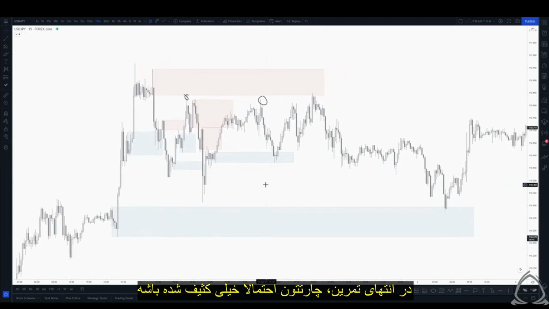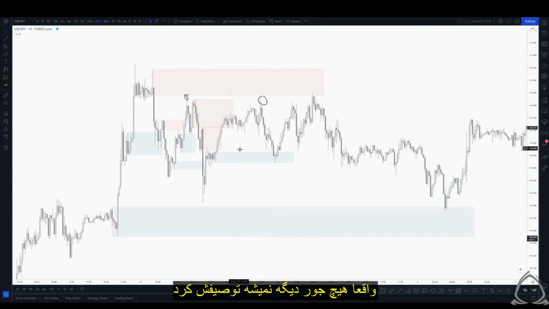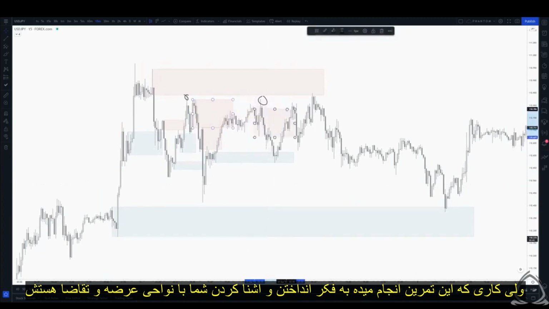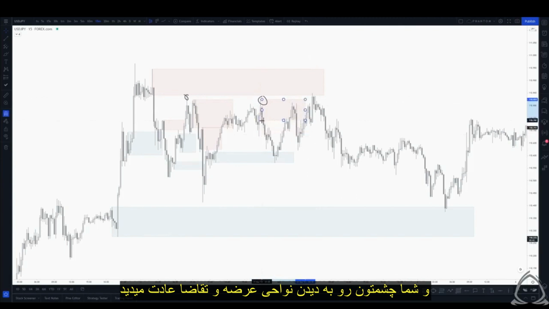And by the end of the exercise, your chart's probably going to look incredibly messy. There's really no other way to put it. But what this exercise is going to do is get you thinking. It's going to get you comfortable with mapping out supply and demand zones. And what you'll begin to do is train your eyes to see supply and demand zones.